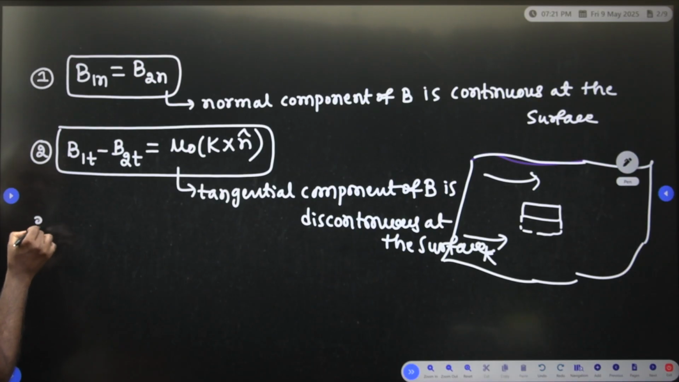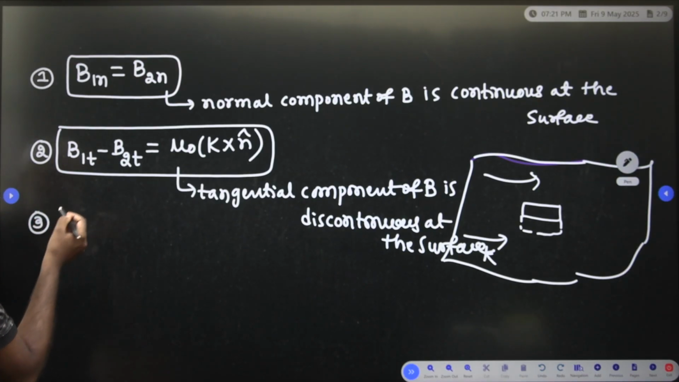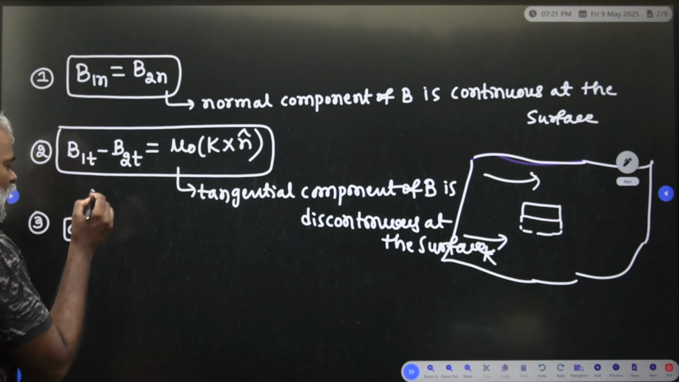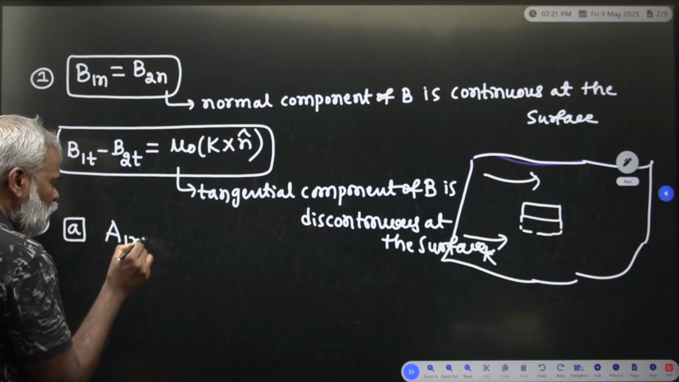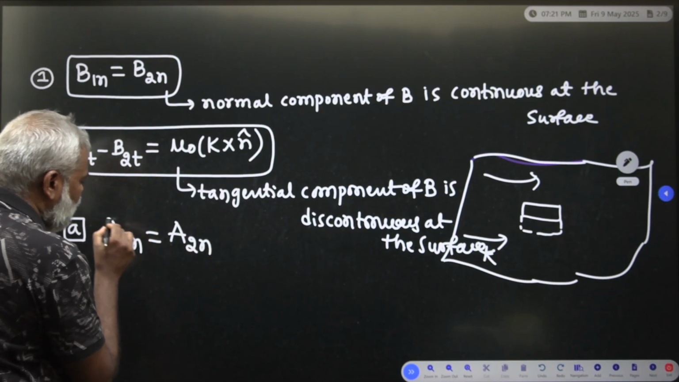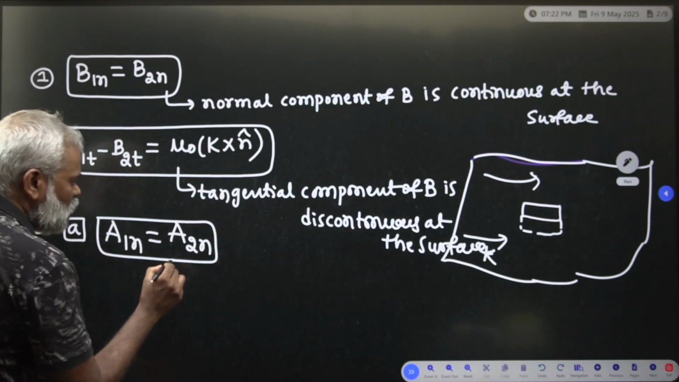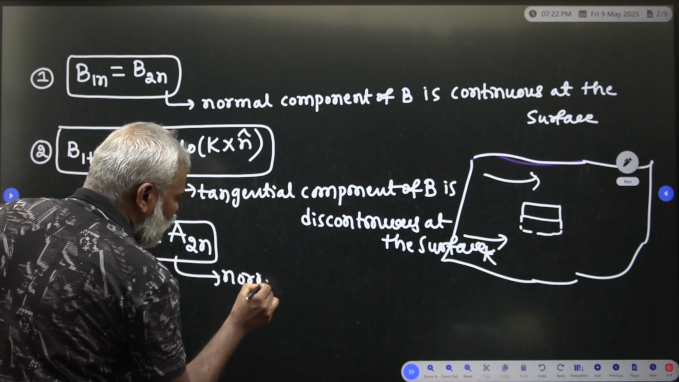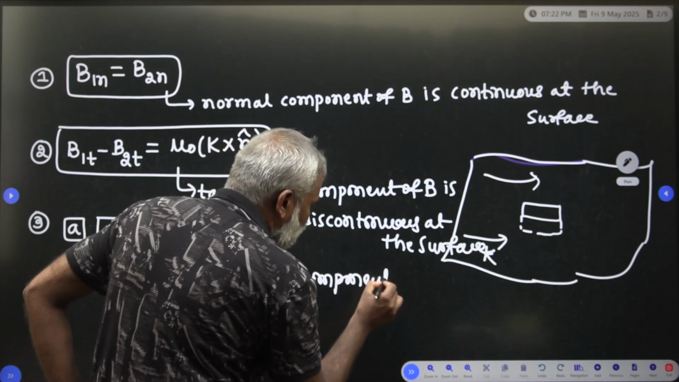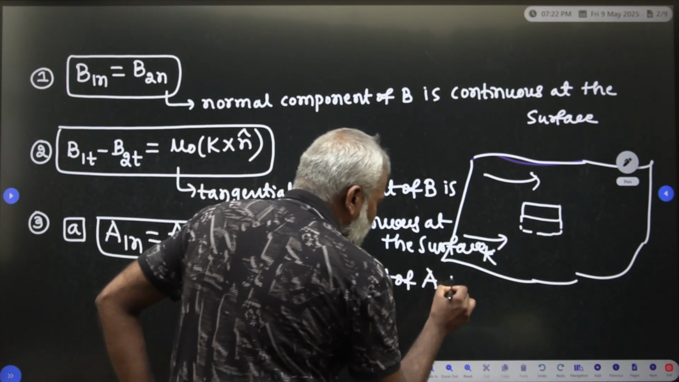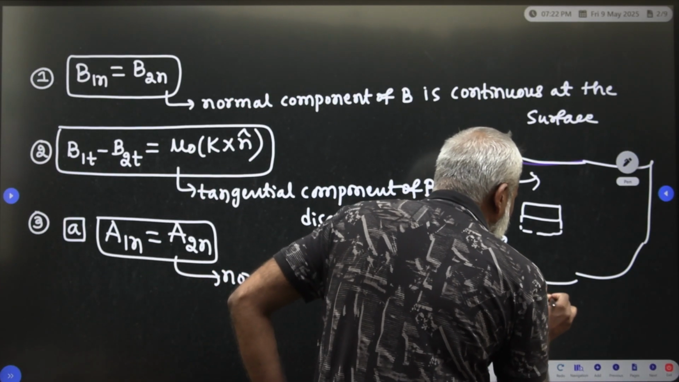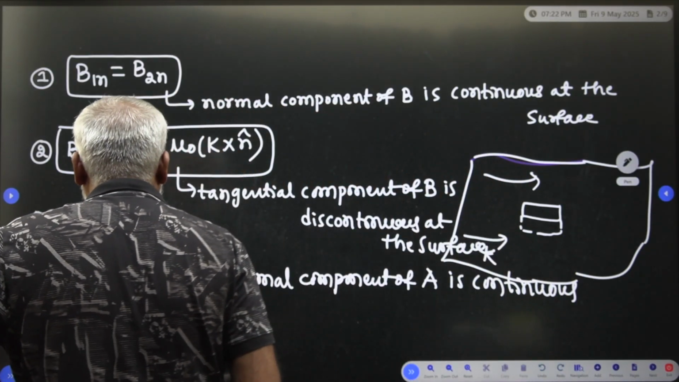Now, you have to see the third one. What is the third one? The normal component of the magnetic vector potential is continuous. The normal component of A is continuous.